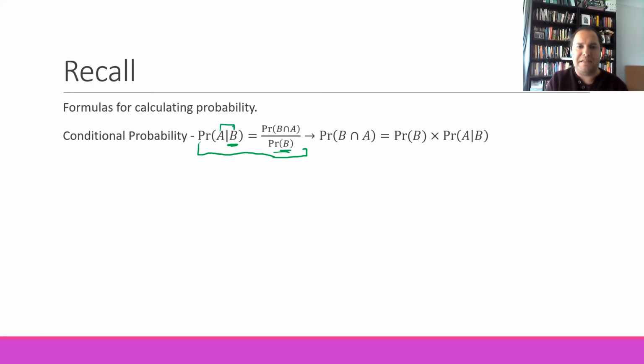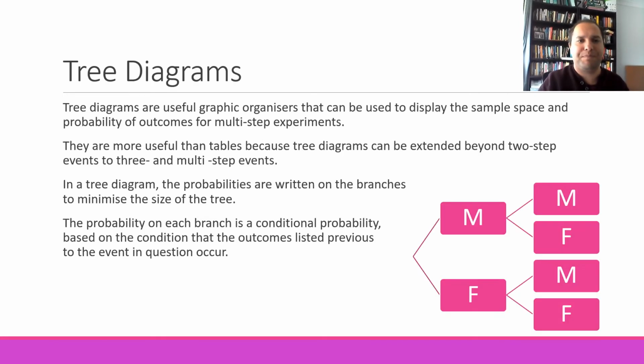And then that means the probability of B and A happening will be equal to the probability of B happening multiplied by the probability of A happening given B. That's just rearranging this formula here to get what's on the right here. That formula, that idea, we'll be using in our tree diagrams.